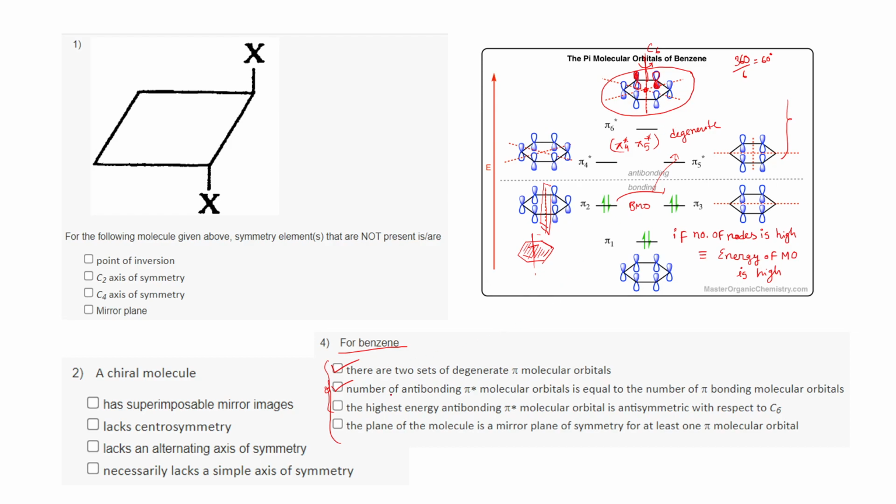So the highest. Sir, sorry, there was a power cut, so I was suddenly interrupted. Sure. Can you tell me why you have chosen these two answers? There are two sets of degenerate pi. Okay. So I will repeat that thing.